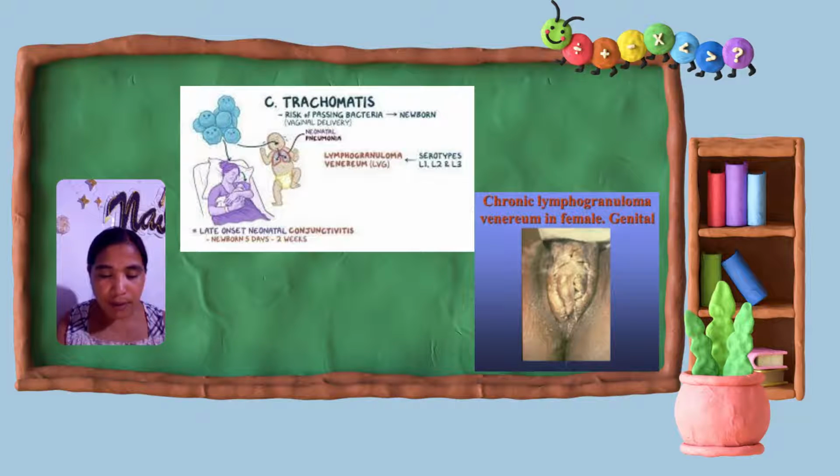Chancroid presents with a soft, painful papule with an erythematous base that develops into an ulcer with a rugged edge, associated with inguinal lymphadenopathy. Laboratory diagnosis. Definite diagnosis is made through culture on at least 2 kinds of enriched media containing vancomycin. Treatment and prevention. Antibiotics for treatment include cephalosporins, azithromycin, erythromycin, and ciprofloxacin.